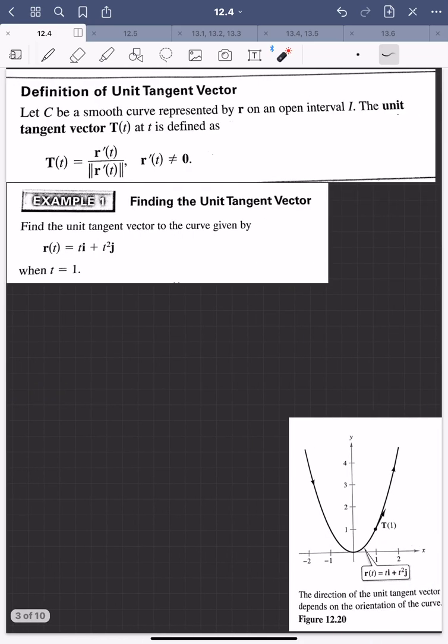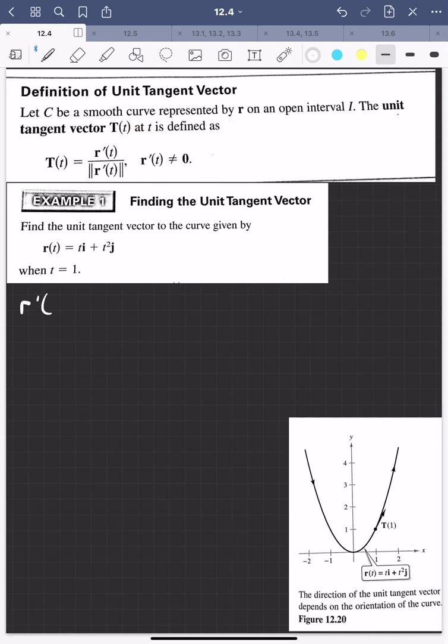Let's go ahead and practice using or finding the unit tangent vector. Ready? So again, we have everything defined here. We're going to jump into the first example. The first example says, find the unit tangent vector to the curve given by the following vector valued function. Well, we're given r, we're going to need r prime, and we're going to need the magnitude of r prime. So let's go ahead and get those first, and then we'll build T.